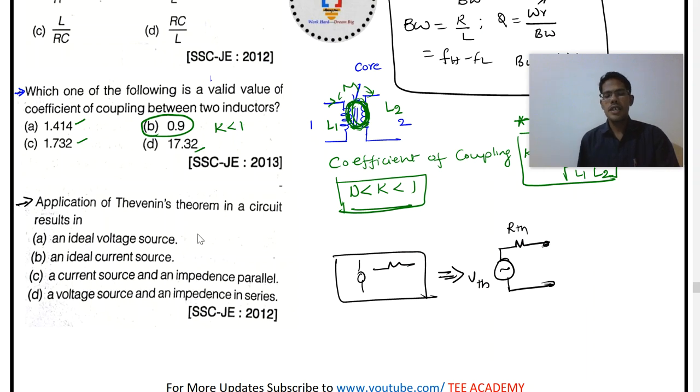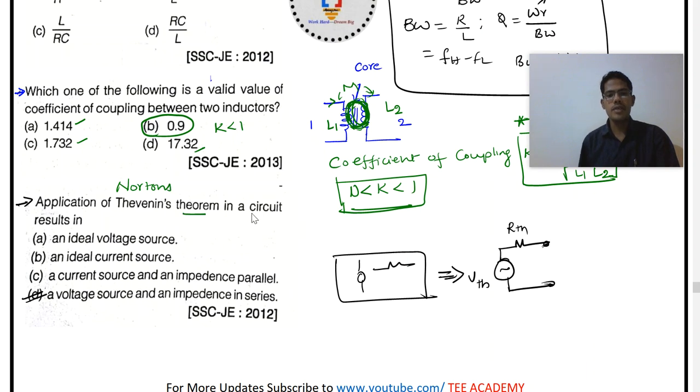Thevenin's theorem says that a network containing many voltage sources and resistances together can be remodeled as a single voltage source in series with a resistance here. So it is a voltage source in series with an impedance. So the answer is this one. Now there is one more question from this question itself. What if they ask about Norton's theorem?